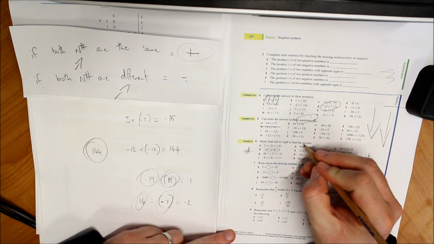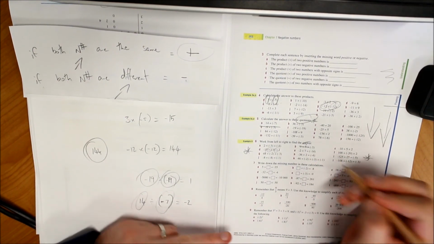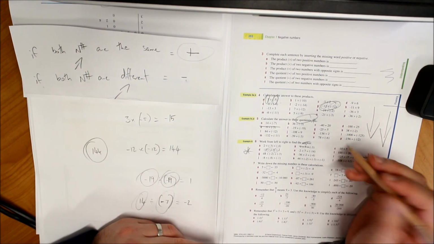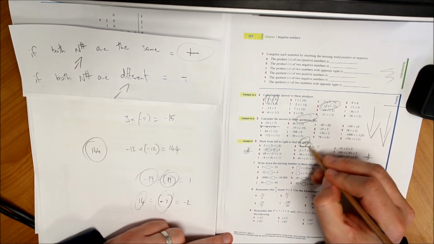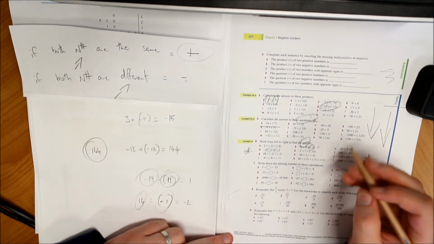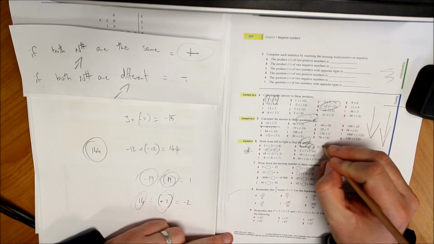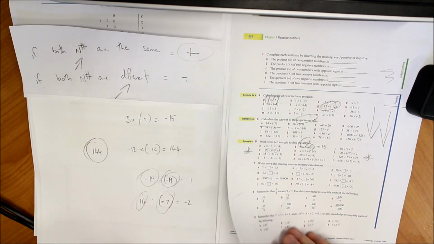We can cross that bit out. We can put our negative 5. Negative 5 times negative 3. Well, 5 times 3 is 15. But is it going to be positive or negative? In this case, we have a negative and a negative. So if both numbers are the same, it will be a positive. So in this case, 5 times 3 will equal positive 15. Hopefully that helps. Good luck.